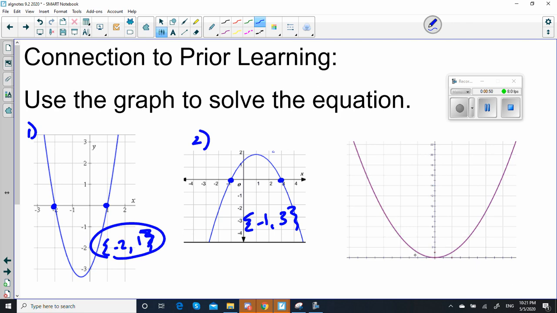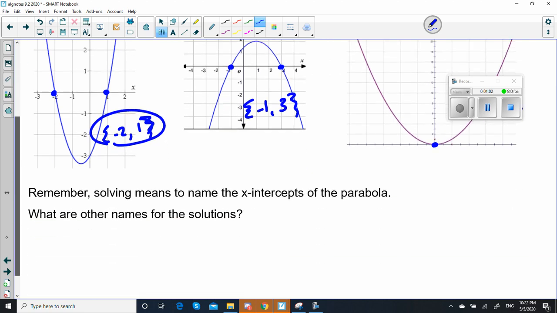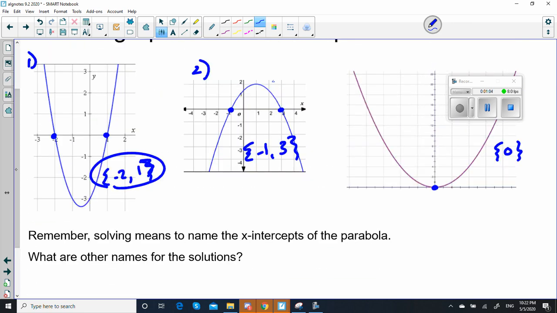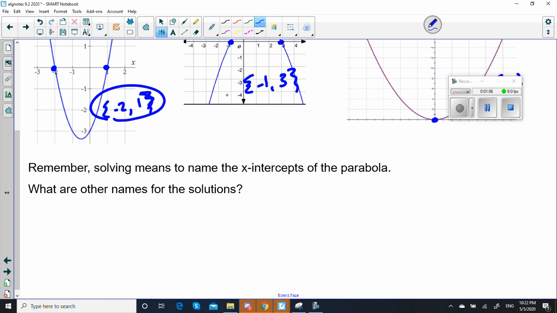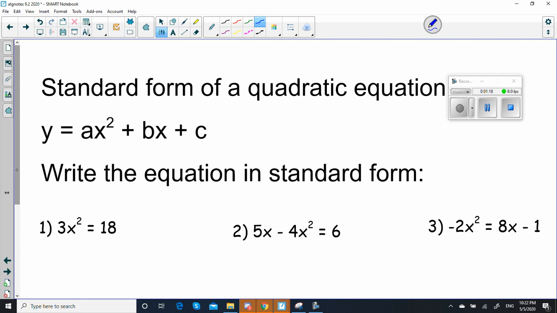And lastly, on this last one, it crosses at 0. This one is a perfect square. I know that because it only crosses one time. The vertex is sitting on the x-axis. So the solution here is 0. If you remember from before, solving means to name the x-intercepts, like what we did up here. So the other names for the solutions are x-intercepts, roots, and zeros. And we talked about that when we were still in class together, so I'm hoping it rings a bell.